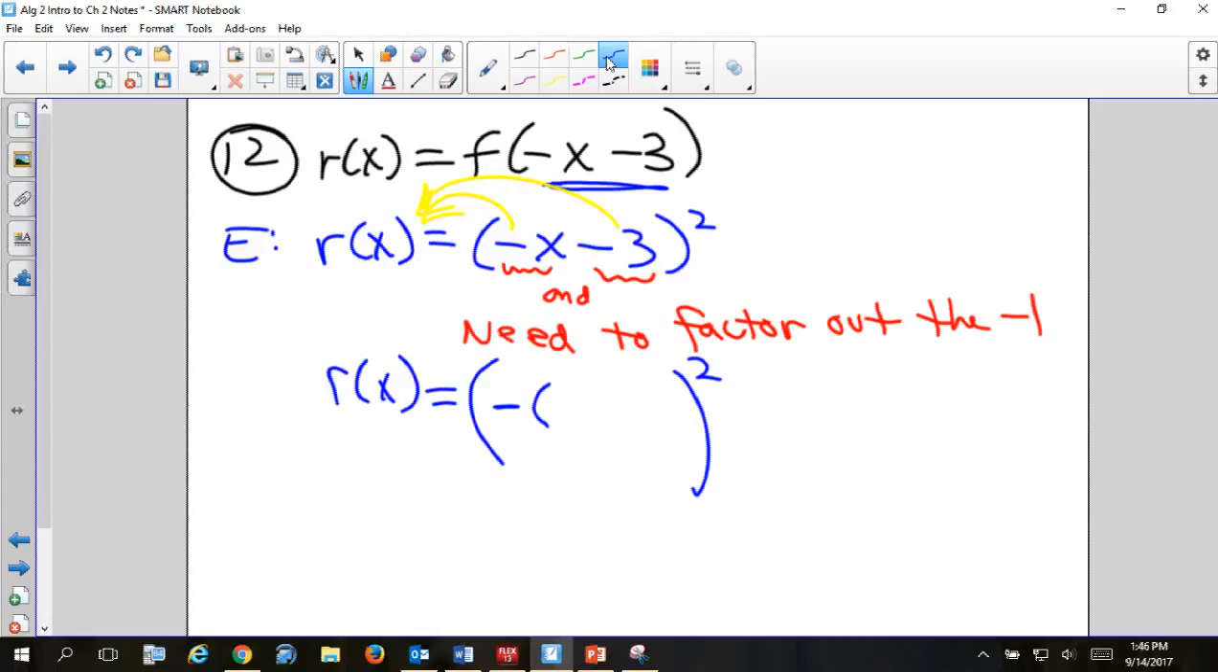So when I divide out the -1 from x, I get x. When I divide out the -1 from the -3, I get +3. So see how my negative did not come out outside of the parentheses? It's still inside. It's just separated from the 3. I had to pull it out of that.